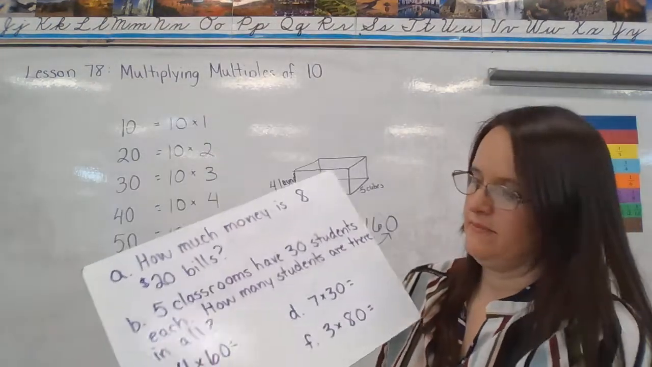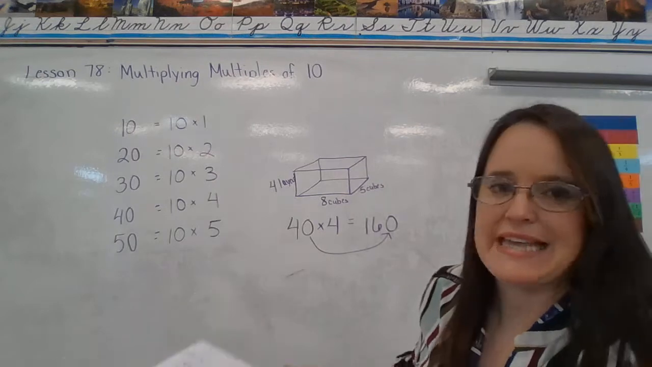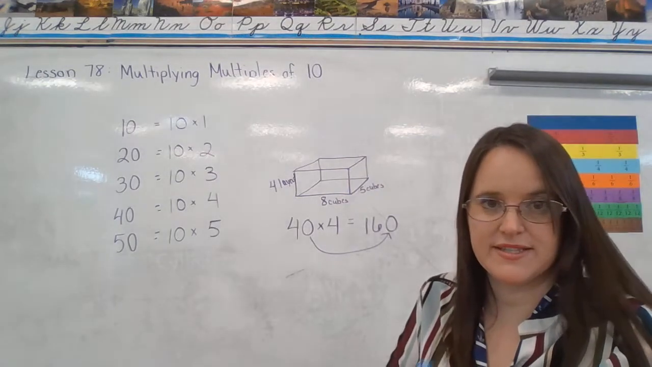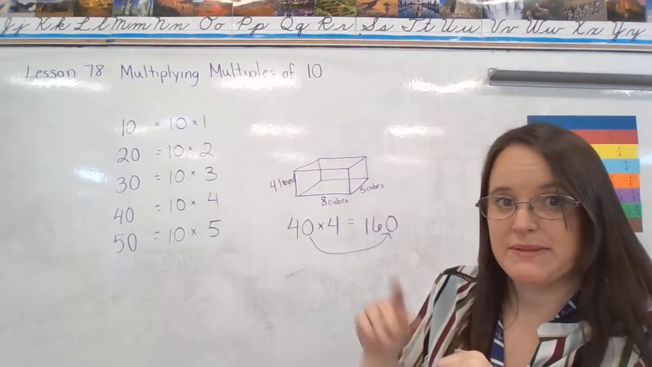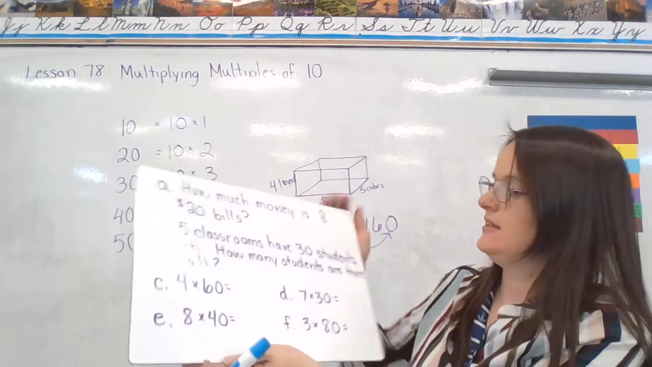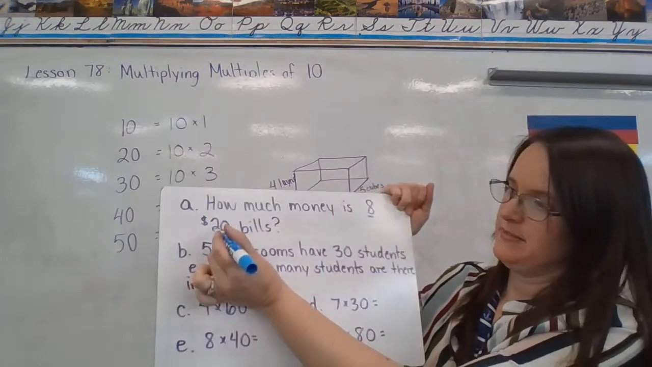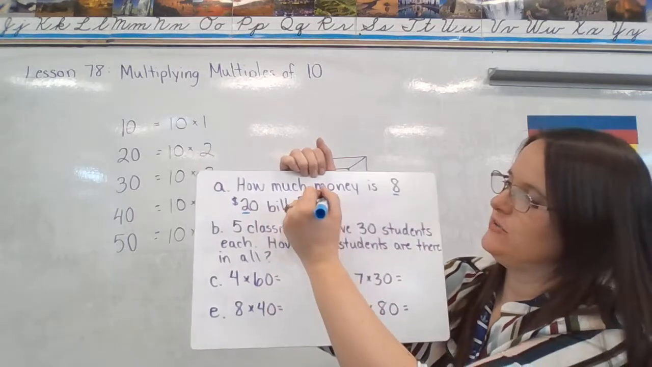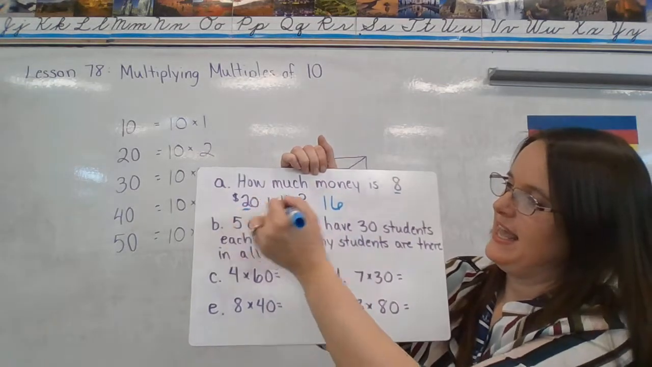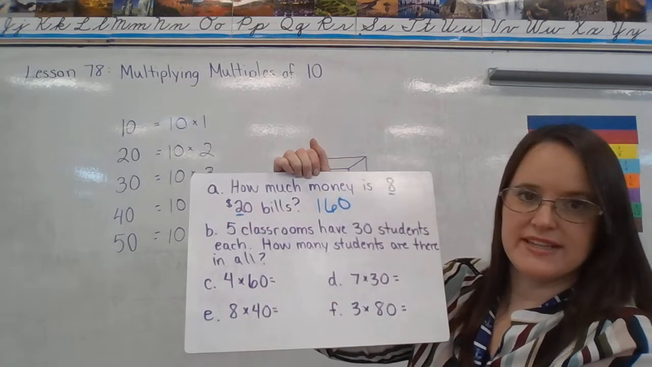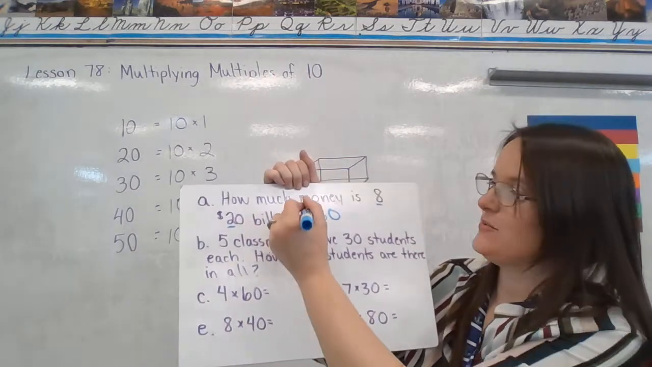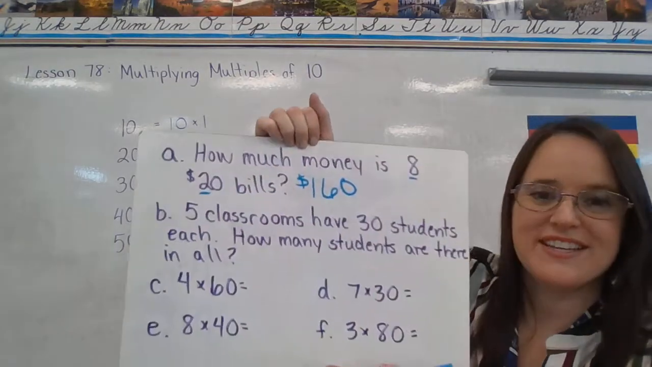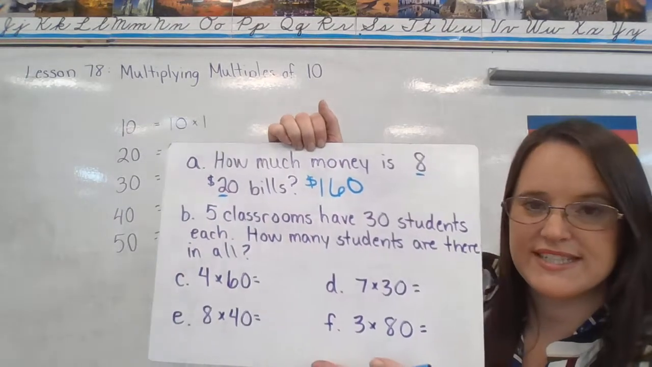Okay. Problem A, how much money is 8 $20 bills? Well, I know I need to multiply 8 times 2. My 8 times my 2 10s here. 8 times 2 is 16, and I need to tack my 0 on at the end. And we're talking about money, so I need a dollar sign, so we have $160.